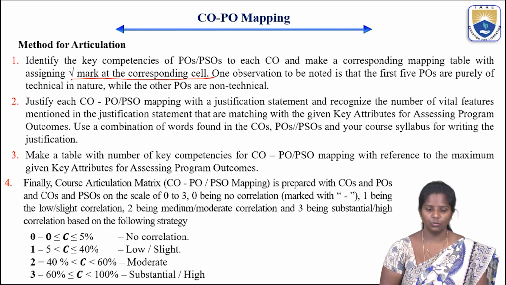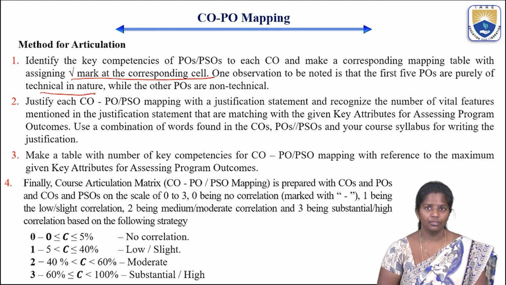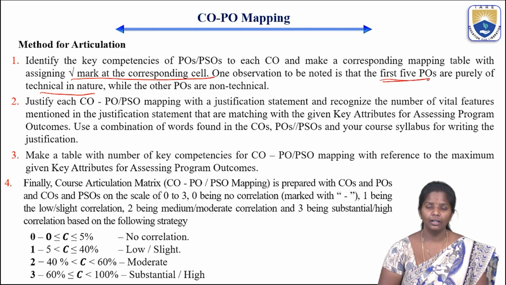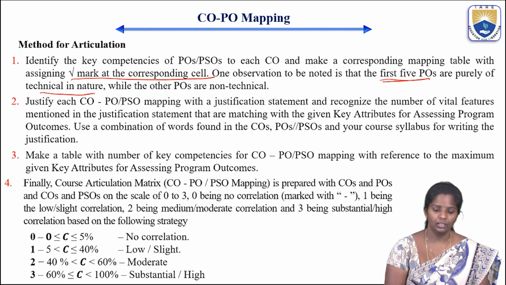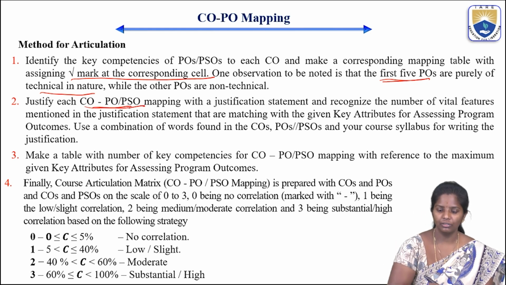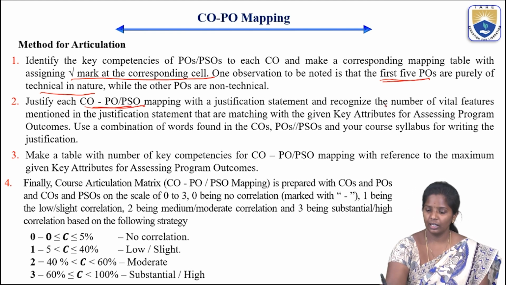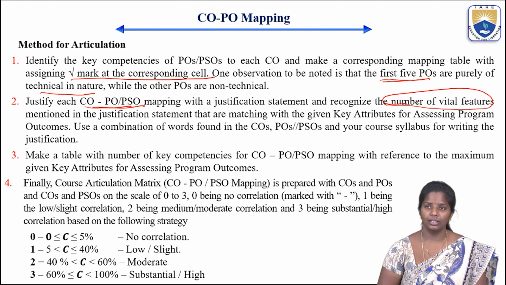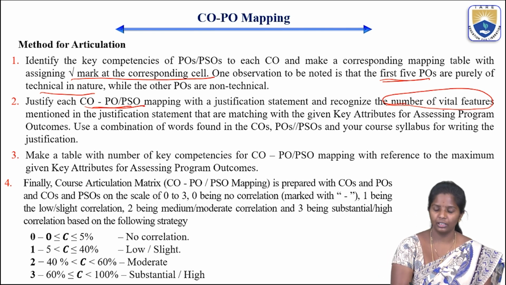One observation to be noted is whether it is technical or non-technical. If you see, the first 5 POs are purely technical and the others are non-technical, PO6 to PO12. So justify that accordingly with the justifying statement, and recognize the number of features that are applicable for that particular course outcome. That will give a justification with validity.